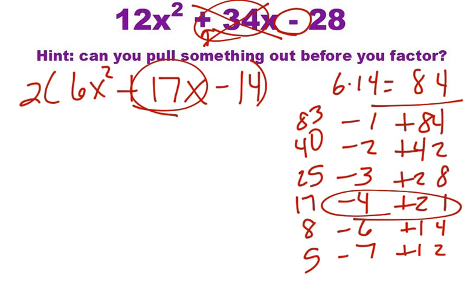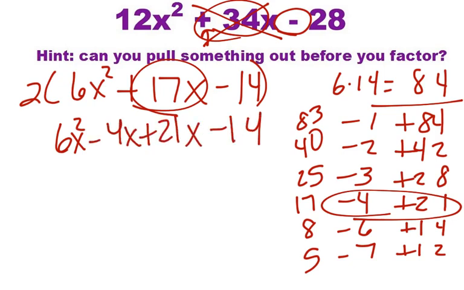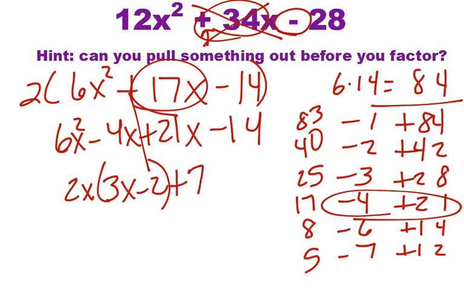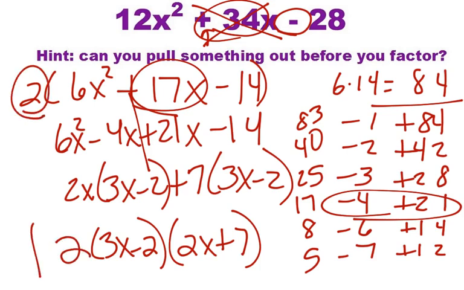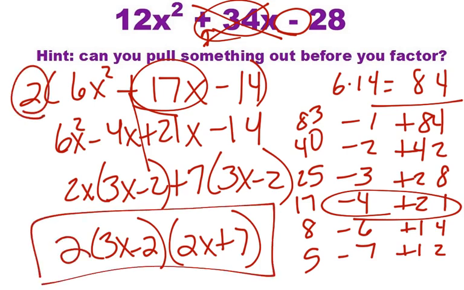So, bring down your 6x squared, and then it's going to be minus 4x plus 21x. Bring down your minus 14. Cut it in half, pull out a 2x, leaves you 3x minus 2. Plus, pull out a 7, leaves you 3x minus 2. So we have 3x minus 2. Now we have 2x plus 7. But you can't forget this 2 we pulled out, so it goes at the beginning. There's your answer.